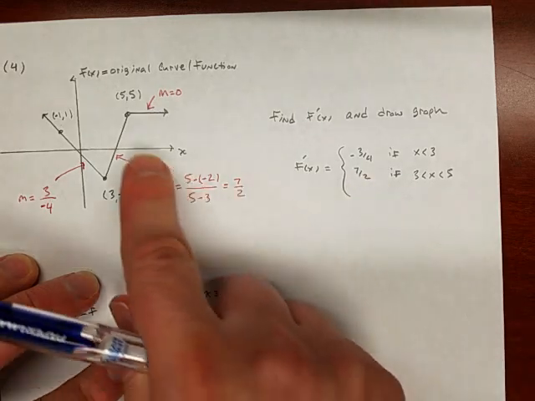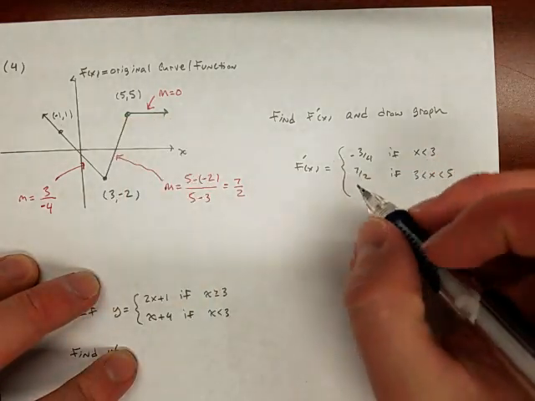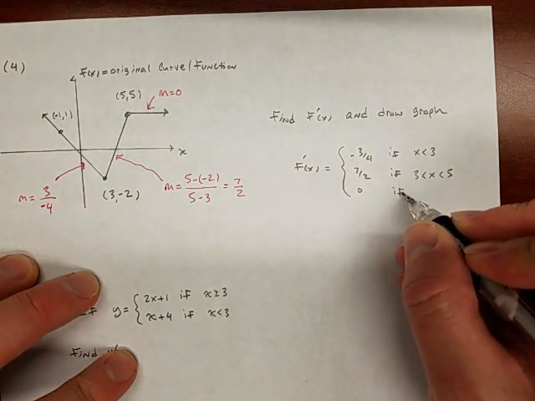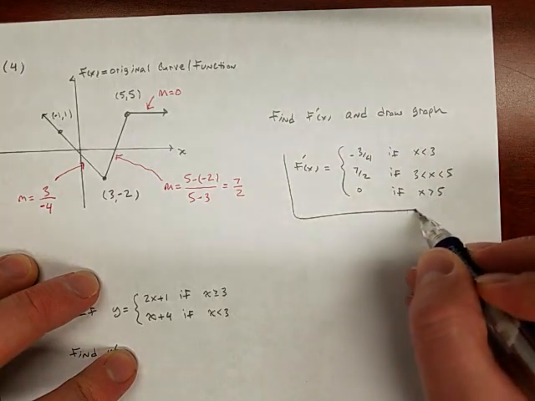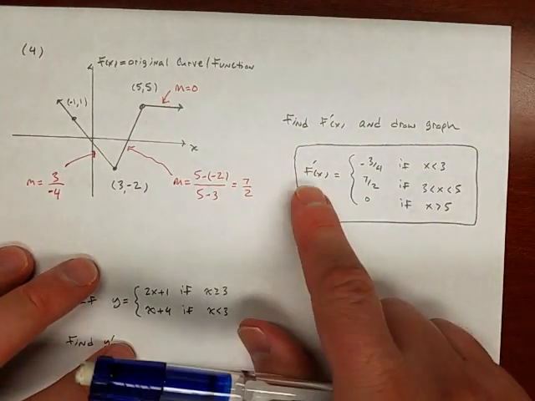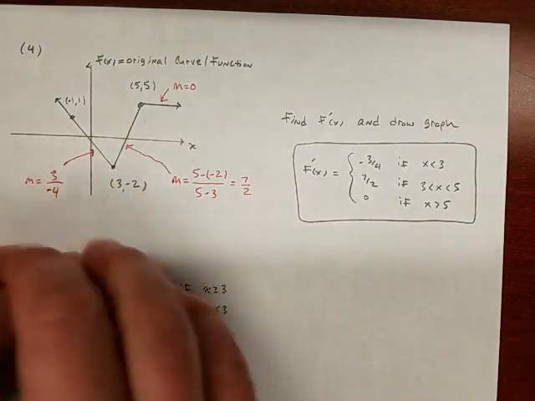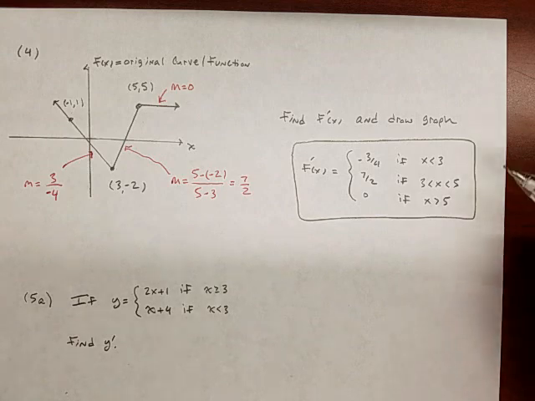And then last, f prime is 0 from 5 onward. So we'll say 0 if x greater than 5. Well, that's it. That's simple. Somebody says, why is that right? Well, it does tell you the correct slope all the way through that graph at every single point. Do we need to read the fine print?